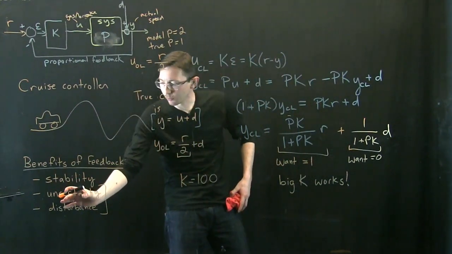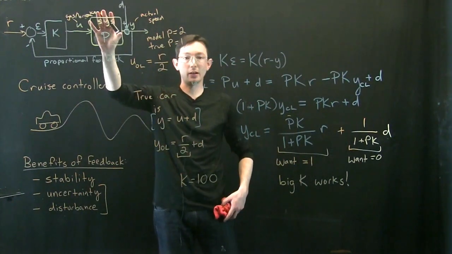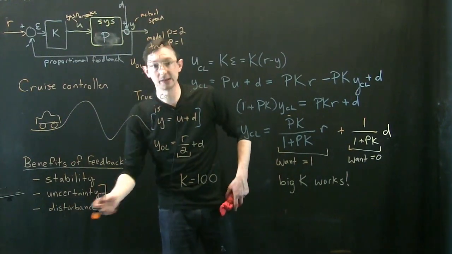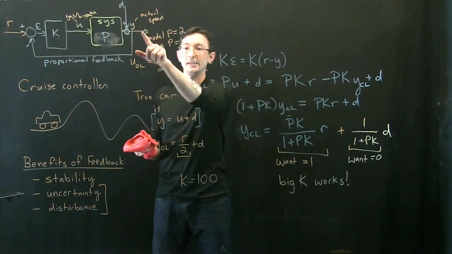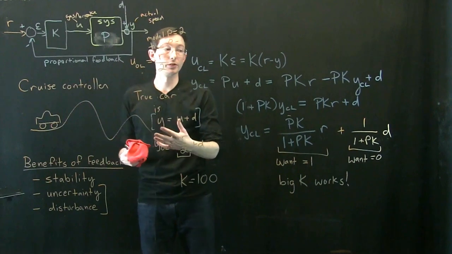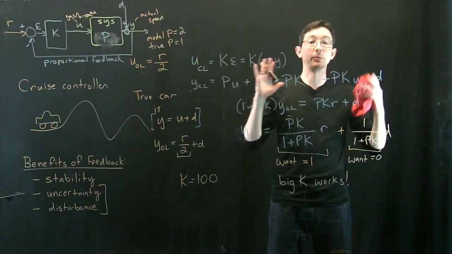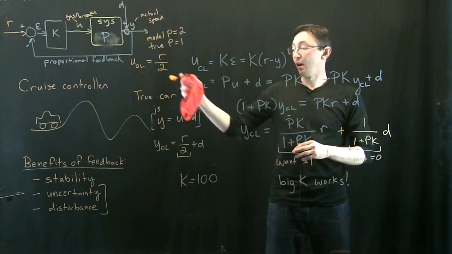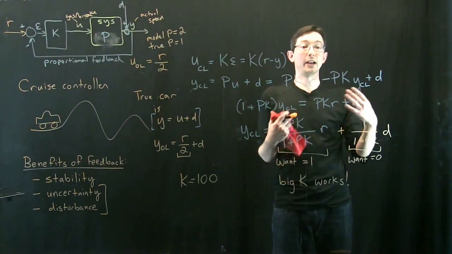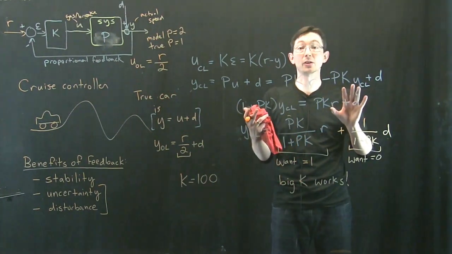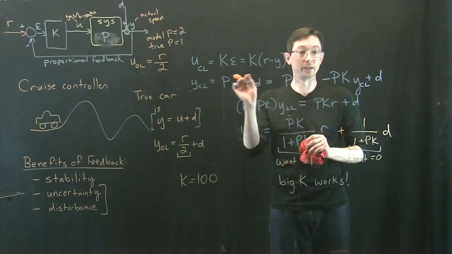So this is an example where we can handle model uncertainty and disturbances by taking measurements and feeding them back in proportional control. Okay, so in the next video, we're going to take this exact same system and code it up in MATLAB with some numbers, and we're going to plot and show that closed loop gets much, much closer than open loop to the desired reference speed.